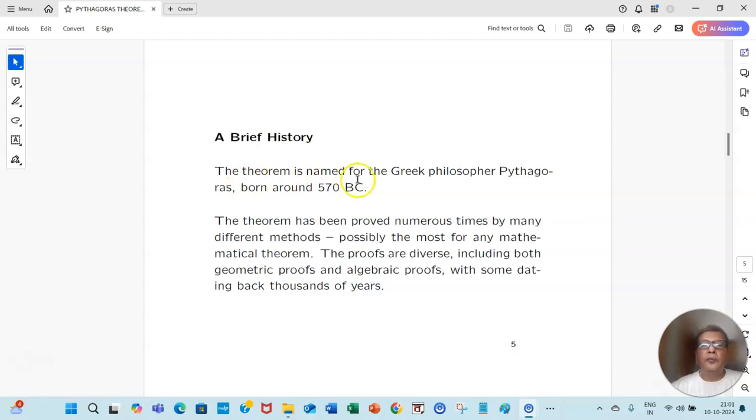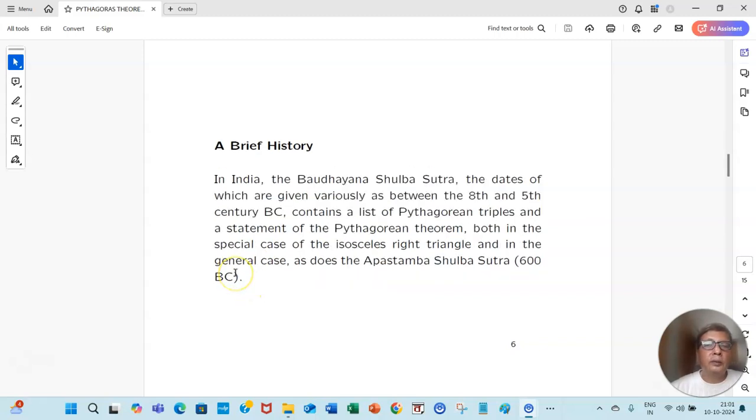The theorem is named for the Greek philosopher Pythagoras, born around 570 BC. The theorem has been proved numerous times by many different methods, possibly the most for any mathematical theorem. The proofs are diverse, including both geometric proofs and algebraic proofs, with some dating back thousands of years.